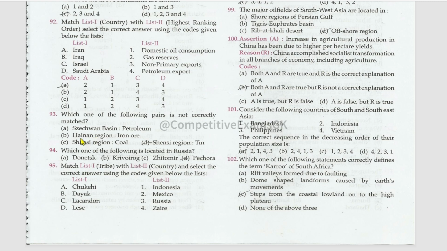Shangwan Basin petroleum, true. Hainan region iron ore, true. Shanxi region coal, right. Shanxi region tin, no, false.